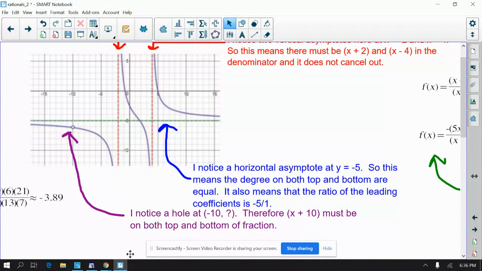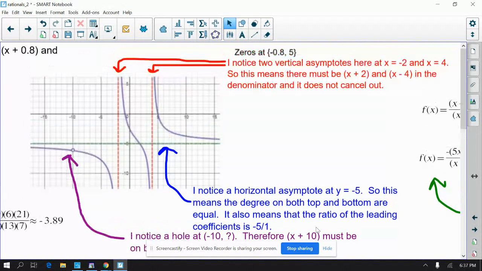Okay. There is a hole when x equals negative 10. I don't know what the y value is, so I just put a question mark right there. But since there's a hole when x is negative 10, then I know that x plus 10 will be in the numerator and the denominator. So there's a lot of information here.